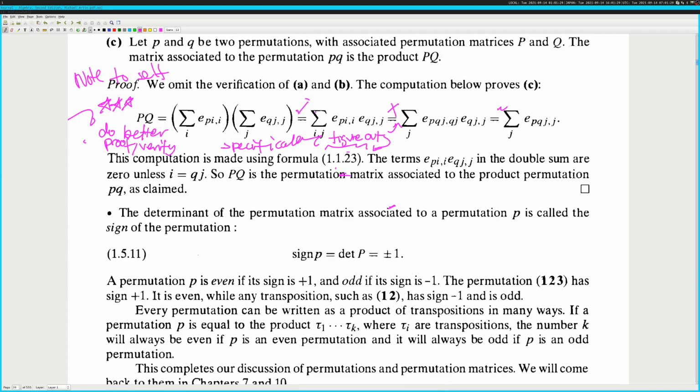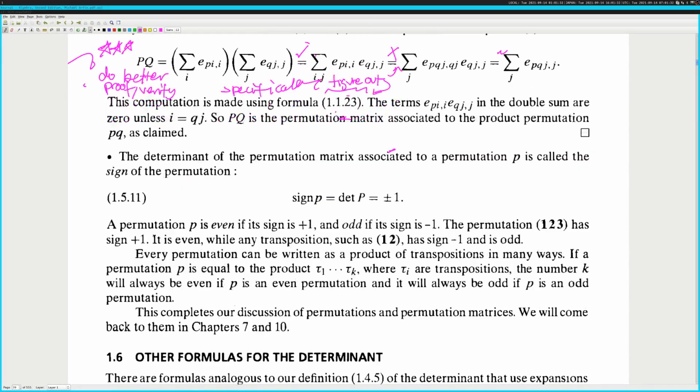Every permutation can be written as a product of transpositions. This is how I would prove the chapters 7 and 10, and I'm guessing one of those chapters is about representation theory. Okay, every permutation can be written as a product of transpositions in many ways. If a permutation p is equal to the product tau 1 down to tau k, where the tau i are transpositions, the number k, and you think about this in terms of the determinant, where the transposition matrices in the elementary matrices have negative determinant, and so you have to have an even number of negative numbers in order for the total sign to be 1. The number k will always be even if p is an even permutation, and will always be odd if p is an odd permutation.